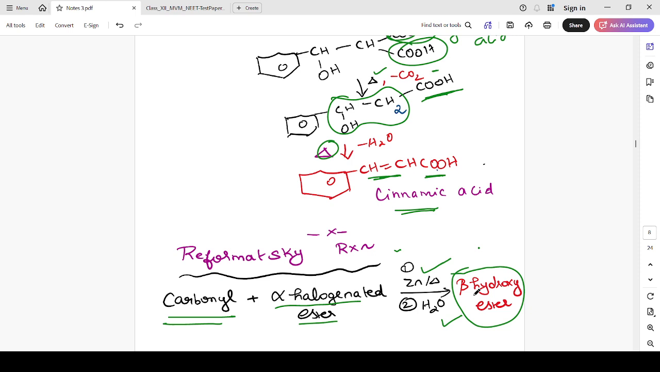So it's not a thing that, ma'am, if I know the mechanism, then I can solve it. Even these common reactants and the common product, if you know them, there are many JEE Advanced questions, and they go for the matching type. They just give you carbonyl in one column, second column is an alpha halogenated ester, third column is a beta hydroxy ester. So we need to know the common names of the reactant and product as well.